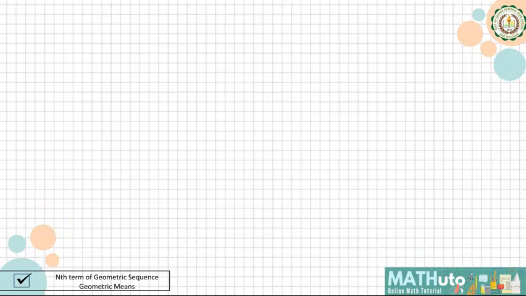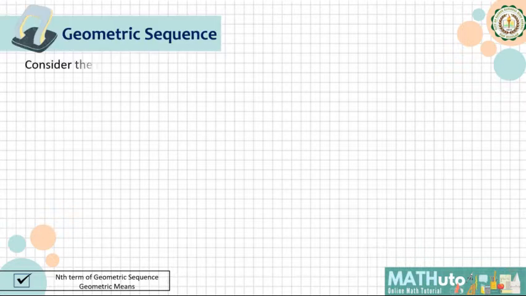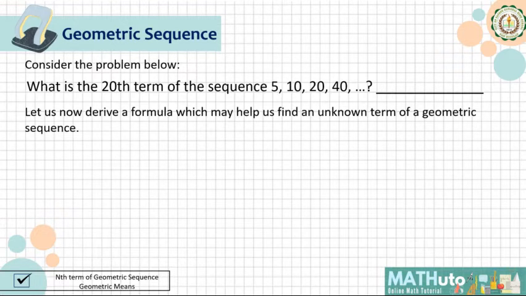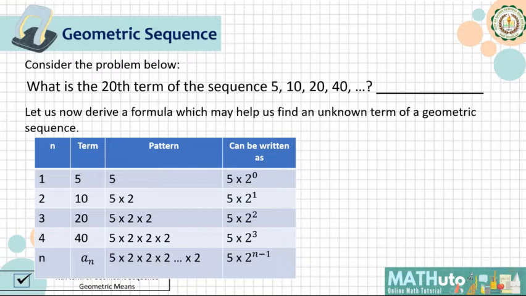To easily find the nth term of a geometric sequence, let us derive the formula for it. Let us consider the problem below. What is the 20th term of the sequence 5, 10, 20, 40? Let us now derive a formula which may help us find an unknown term of a geometric sequence.